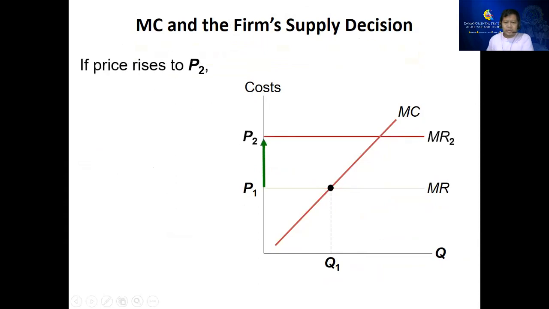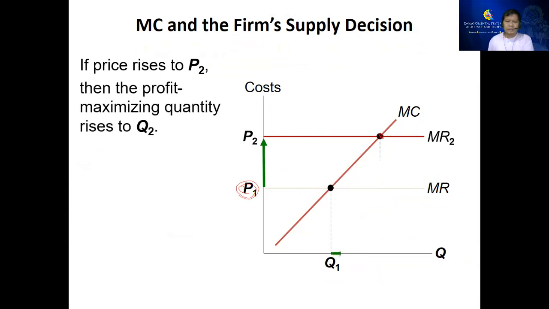If the price rises to P2 from P1, okay? Of course, at MC equals MR, ang atong price is P1. This is the profit maximizing price, no? Kung increase na ang price to P2, so atong bago nga equilibrium is kini. Okay? So then the profit maximizing quantity rises to Q2. Okay? So ang production nga atong quantity na produce ma-increase from Q1 to Q2.